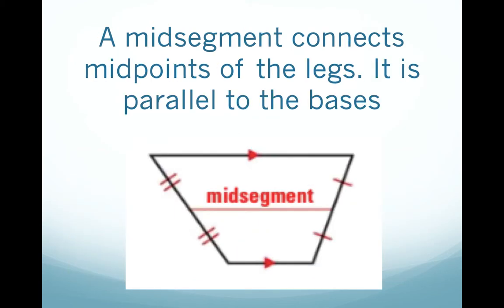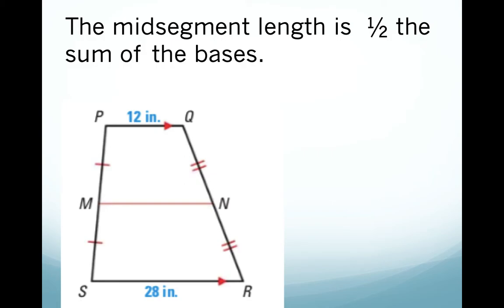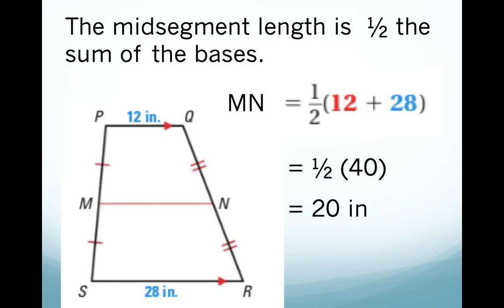A midsegment connects the midpoints of the legs. It's parallel to the bases. I know that I have midpoints because of the tick marks on this side, and I know I have another midpoint here because of these tick marks. In order to find the length of the midsegment, add the two bases together and then take half of that sum. Half of 40 is 20 inches.